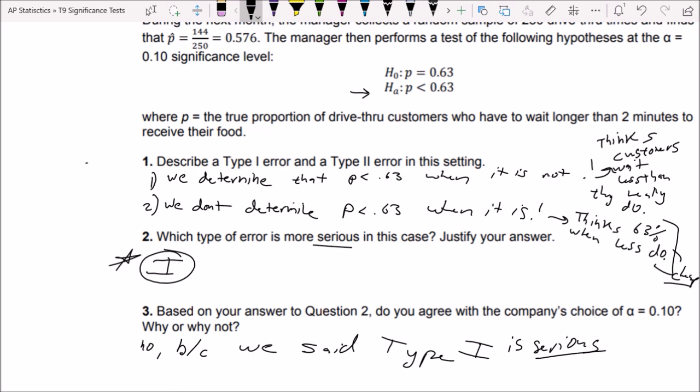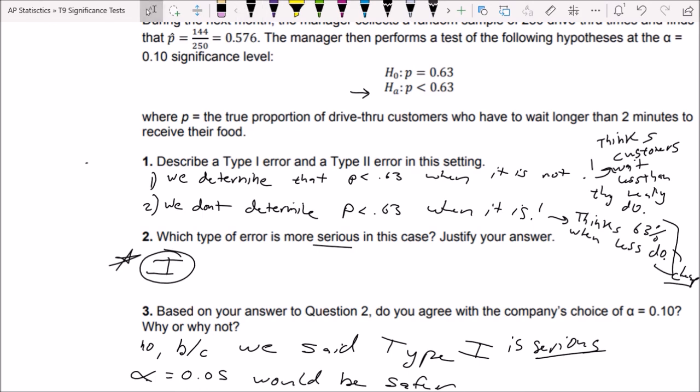And so what we want to do in our analysis of the data is we want to make sure that we try to take reasonable precautions to avoid committing the more serious error type. And so we're going to say maybe alpha equals 0.05 would be safer, if the customer experience is something that we really care about.